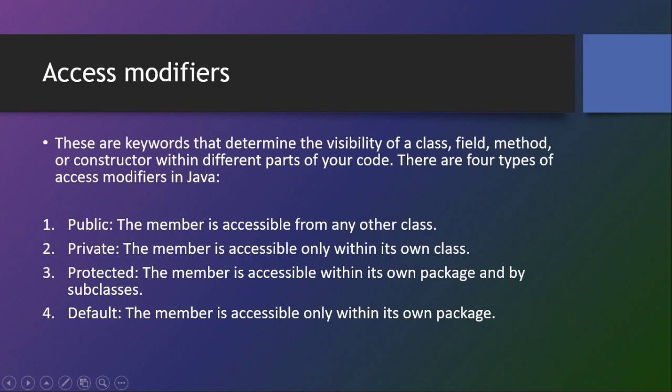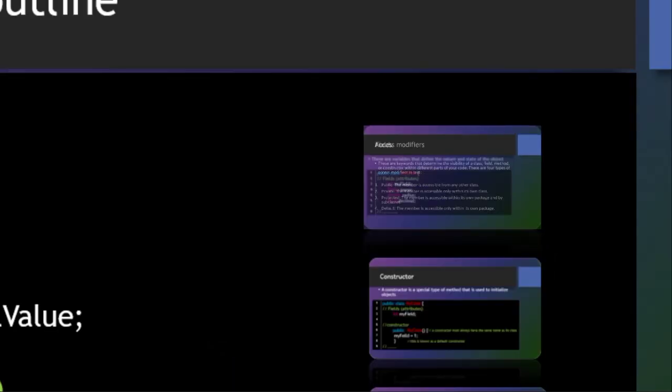So basically, we have these four types of access modifiers, and these can be combined as public static, public class, private class, private static, protected, and default as well. These are the types of access modifiers that you can use in Java, and they will determine the visibility of your class depending on other classes as well.